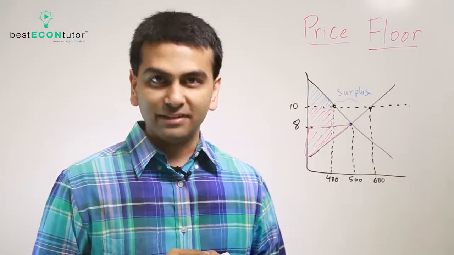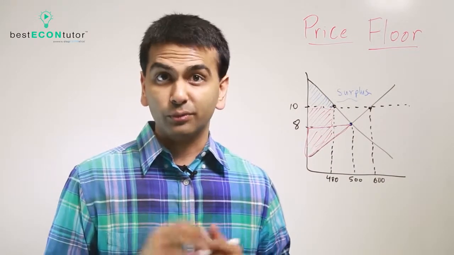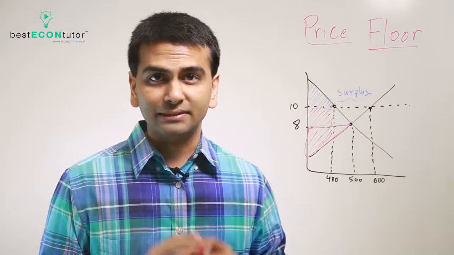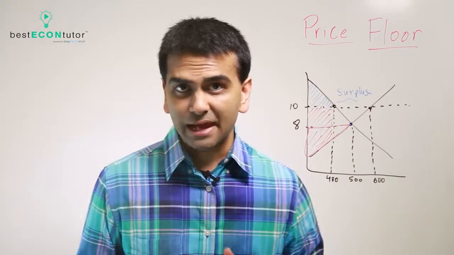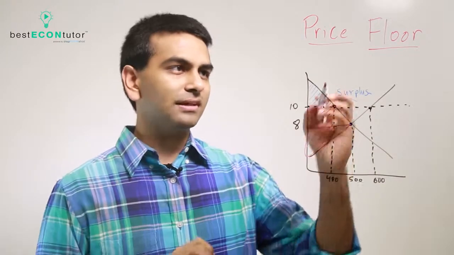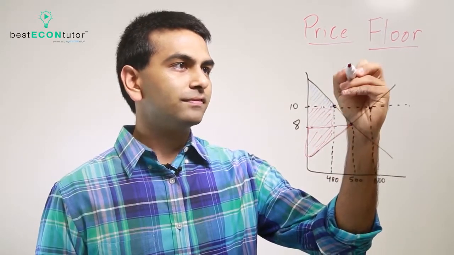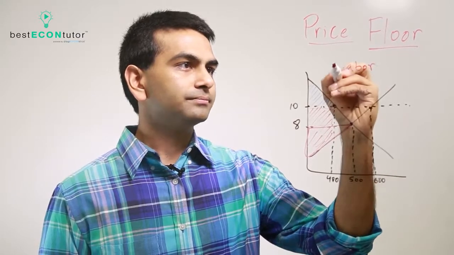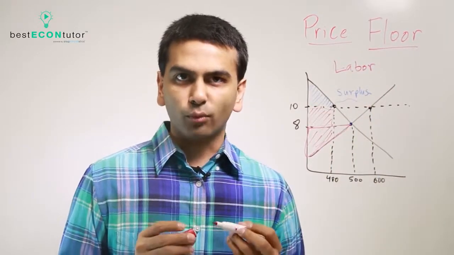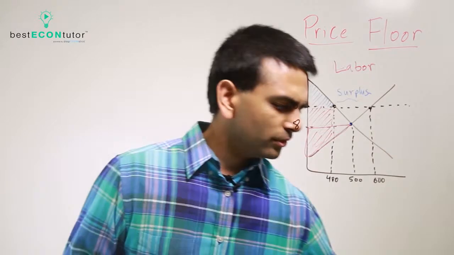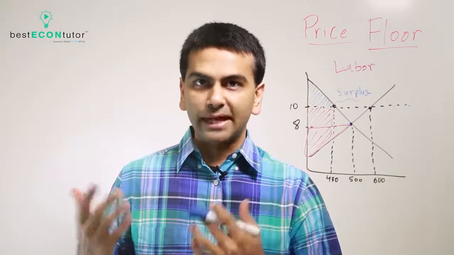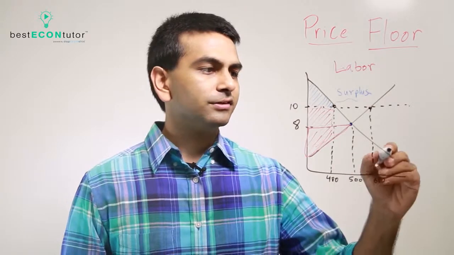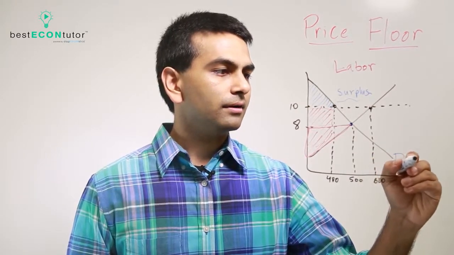Now, one common example where they use price floors in the real world is actually a weird market called the labor market. The reason it's weird is because for the first time now, if this was the labor market, that means it's the market for workers. So it's weird, but now for the first time, the businesses, instead of being the supply curve, are the demand curve. So the demand curve are the firms.